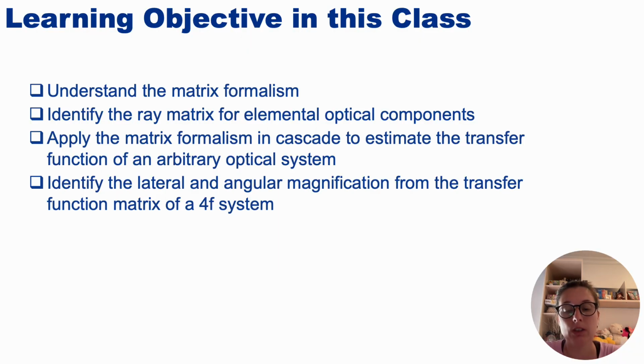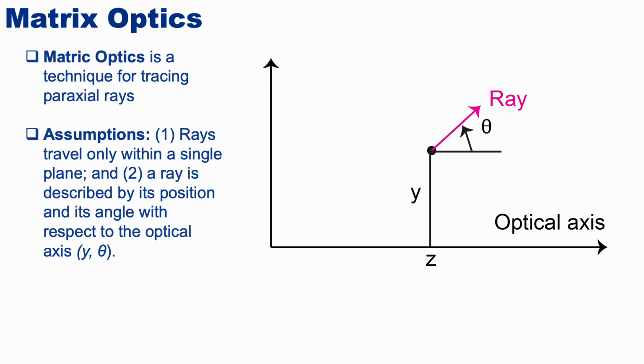In this video, we will describe rays by their height and angle, and we will use matrices to see how they propagate through arbitrary optical systems, including a 4F system. The main idea in matrix optics is that rays are defined with the height and a parameter. So this is going to be the height of my ray and theta is going to be my angle. So we can always define rays as a pair of values, my height and theta.